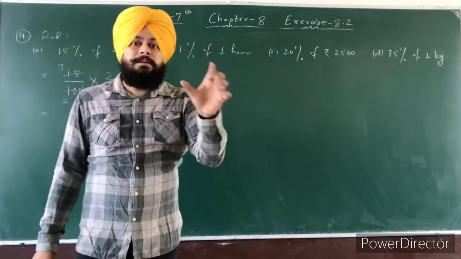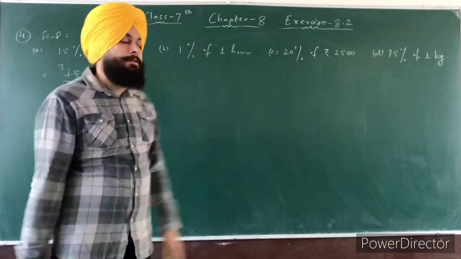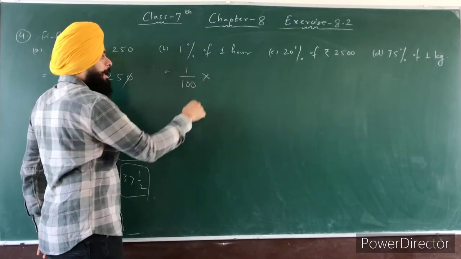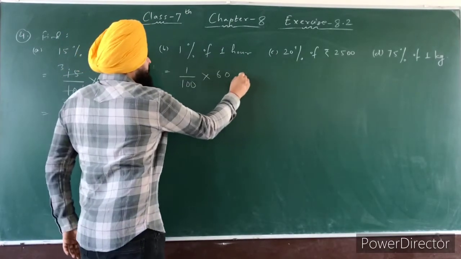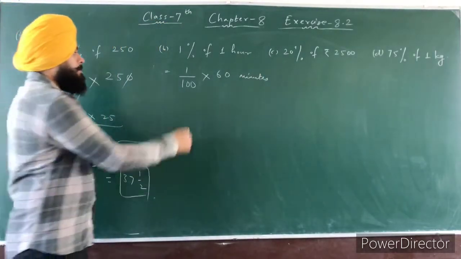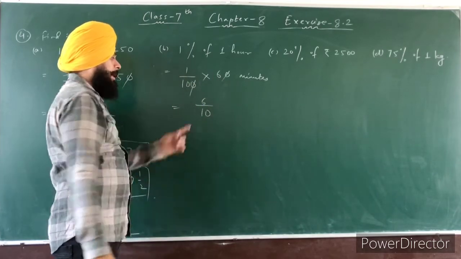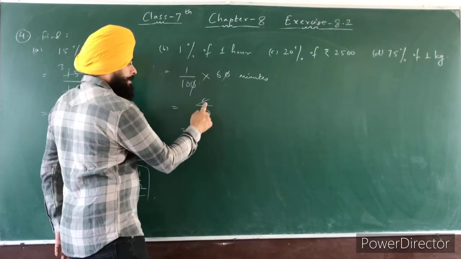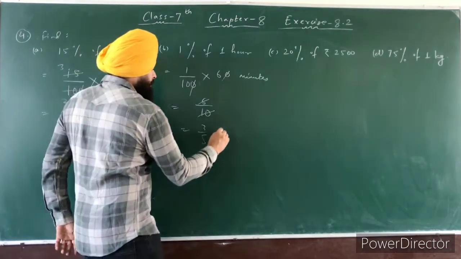Okay, what will 1% of 60 minutes be, meaning how many minutes? So 1% is written as 1 over 100, of means multiply, and we write this 1 hour in terms of minutes, so we write here 60 minutes. Okay students. Next, 1 is cancelled. So 6 ones are 6 over 10. Again 6 over 10 is written as 2 3s are 6 and 2 5s are 10. So 3 over 5 minutes.